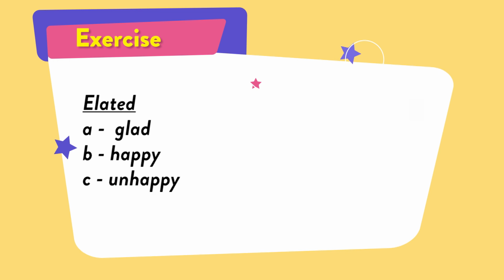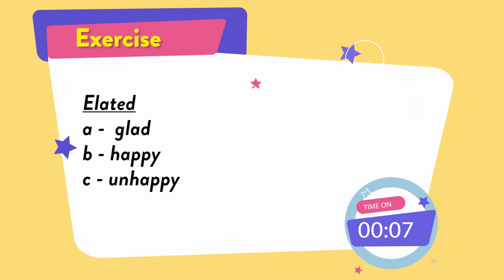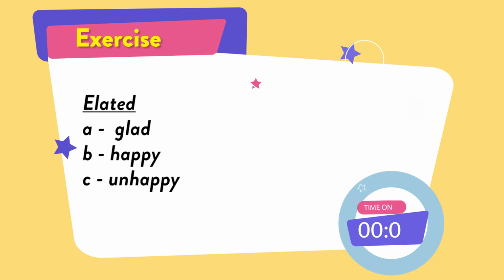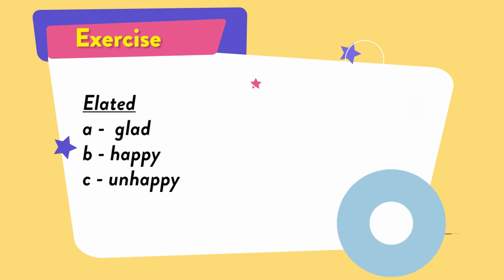Our next word is elated. What is the opposite of elated? Is it glad, happy, or unhappy? Yes, the opposite of elated is unhappy. I hoped you weren't tricked by placing the synonym, which is happy. So the opposite of elated is unhappy.